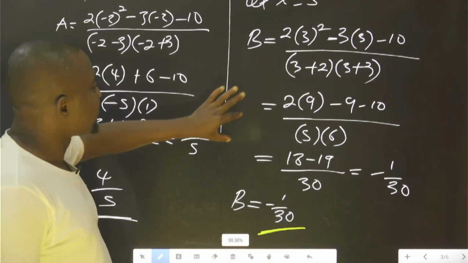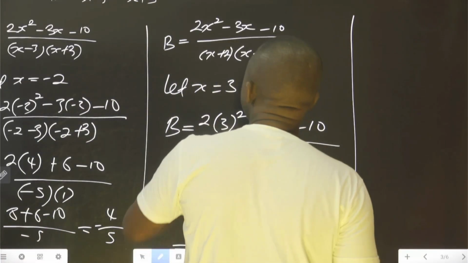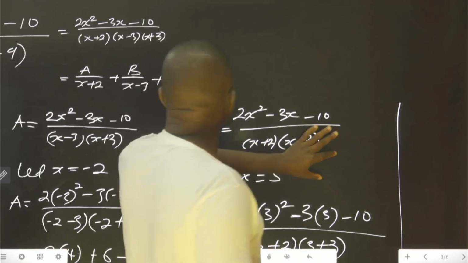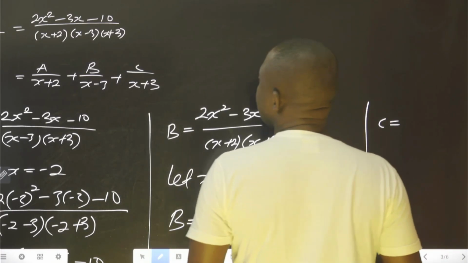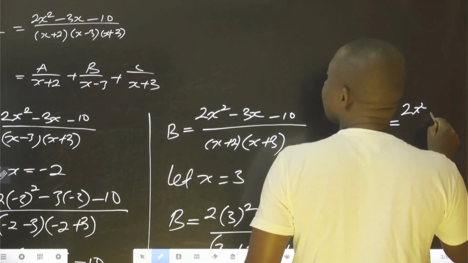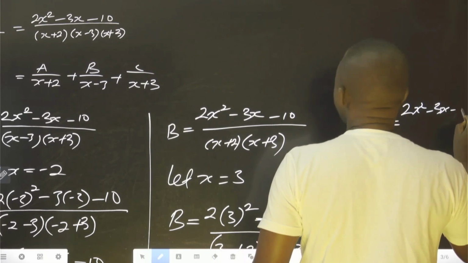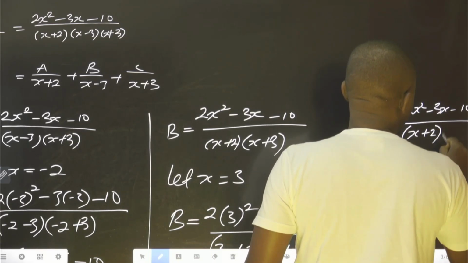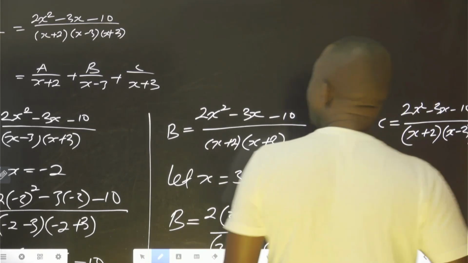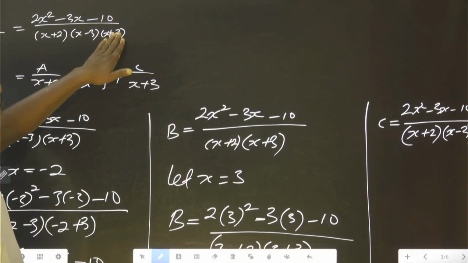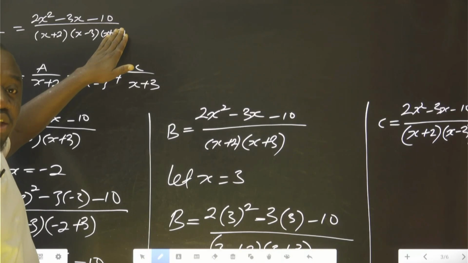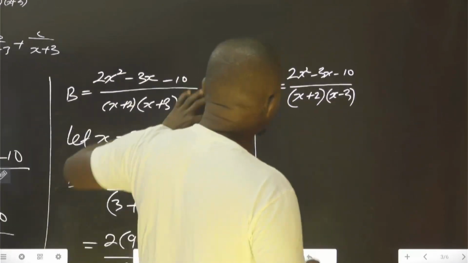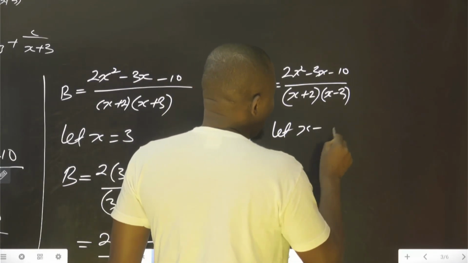Now, let's go for c. For c, we are going to cover this. Whatever is remaining is for c. So we say c now is equal to 2s squared minus 3s minus 10 all over s plus 2, s minus 3. Okay? Then this is what we covered. Equate it to 0. If you equate it to 0, what are you going to get? You get s equals minus 3. So we come here to say let s be equal to minus 3. We substitute.